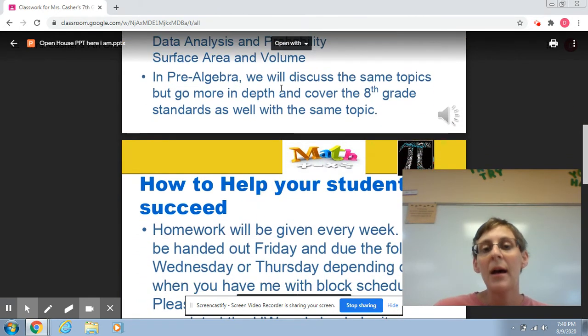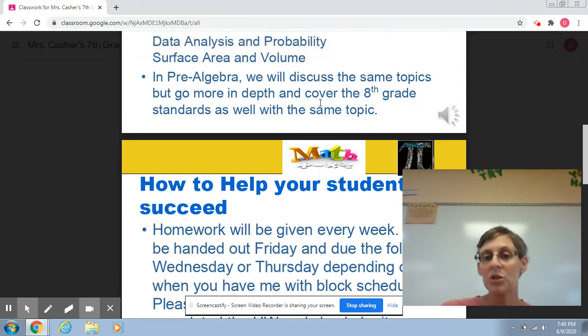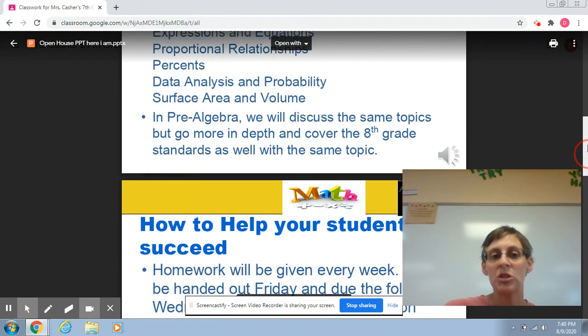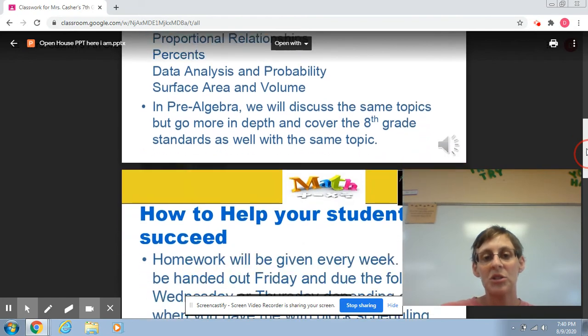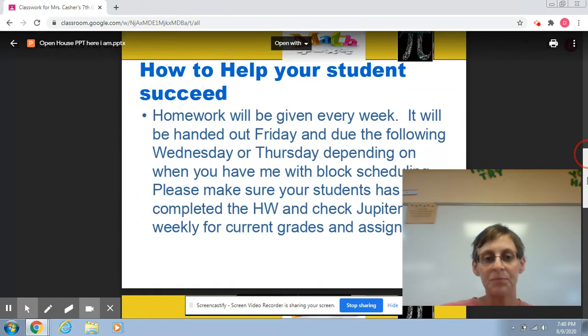In pre-algebra, we'll discuss the same topics that we will in our regular class, but we're just going to go a little bit more in depth. So if we're talking about equations, instead of just stopping at two-step equations, we'll talk about multi-step equations and go into variables on both sides. And that'll pretty much be a little extra in each topic. So that's just an example with the equations.